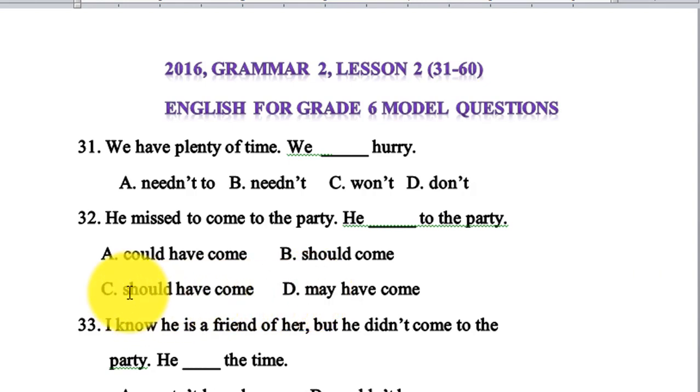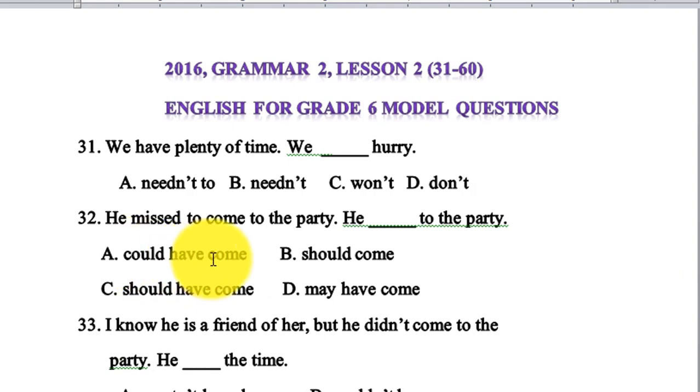Interesting, if you answer C, should have come, you got the answer and you are on the right track, absolutely. So let me give some explanation about each modal verb. Could have plus verb 3, whenever you are talking about the past, or what's called a possibility verb, is the ability or the possibility to do something in the past but it didn't happen.